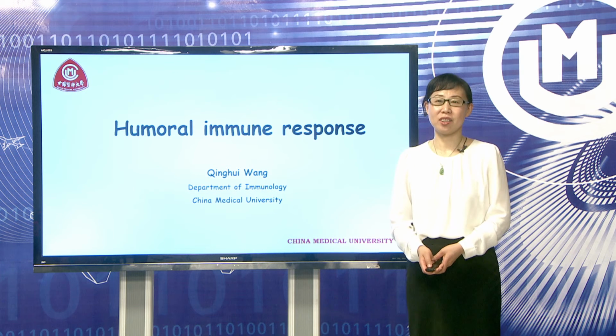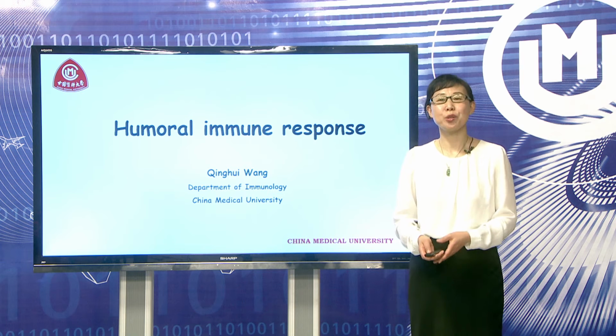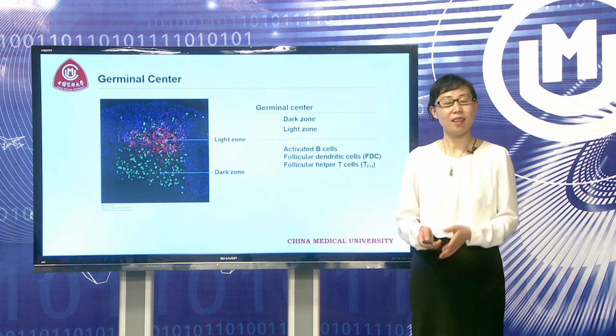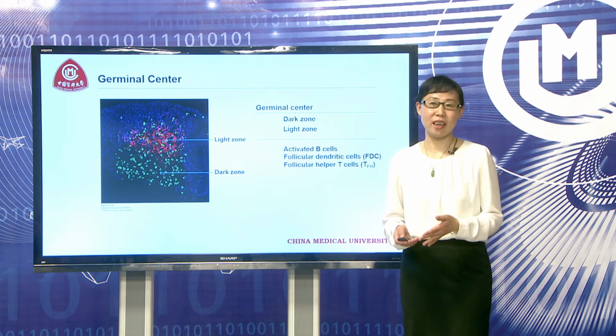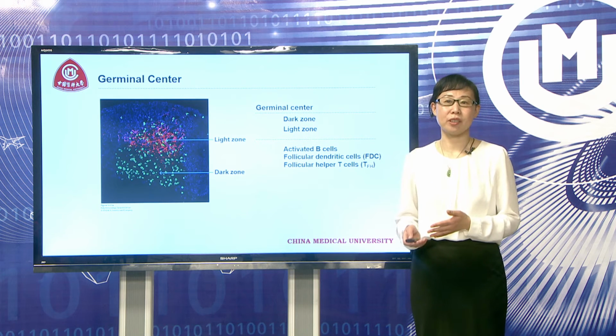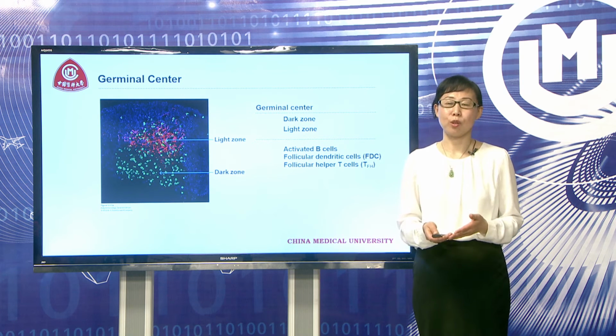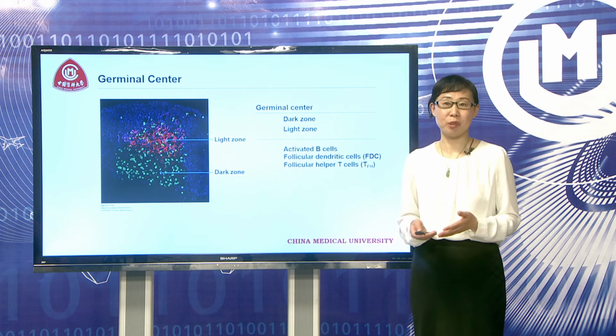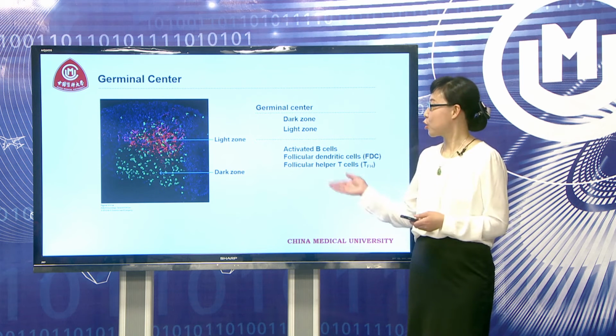Welcome to today's lecture. Today we'll continue to talk about humoral immune response. In the last section, we mentioned that activated B lymphocytes return to the follicle to form the germinal center. And what's going on in the germinal center? This is the germinal center.